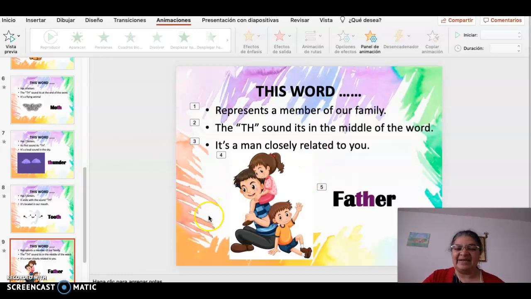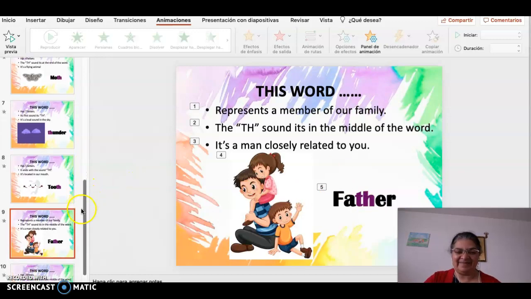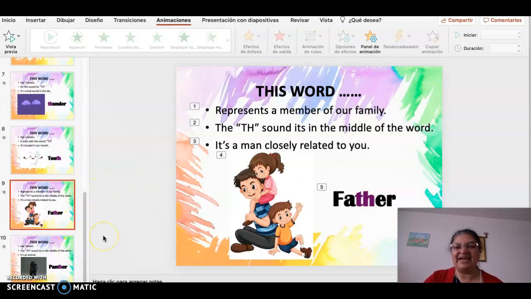This word represents a member of your family. It has the th sound in the middle of the word, and it's a man closely related to you. Who can read here the word? Who can read? Okay, excellent. It's father. Very good. Now, the last one.